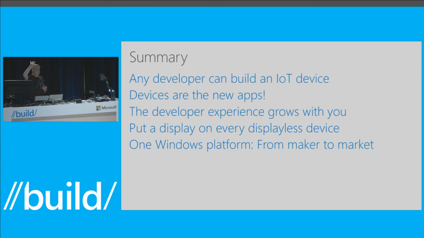So in summary, there are 5 things I want you to take away. Number 1, I want you to feel that any developer can build an IoT device. Number 2, devices really are the new apps. Number 3, the developer experience grows with you all the way from a learner to an OEM. You can put a display on every displayless device with the Windows 10 IoT remote client, and it's one Windows platform. Microsoft is here to help you get from maker to market. But that's not all.